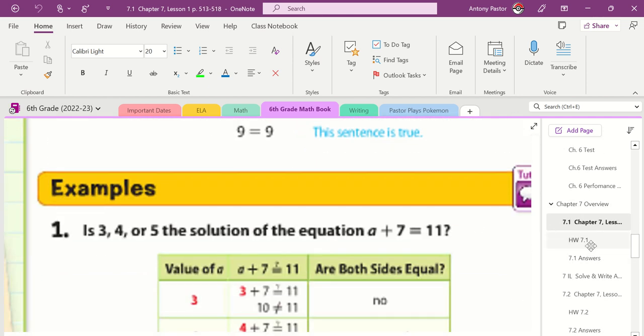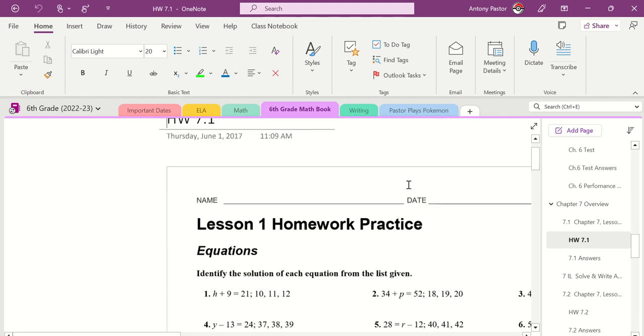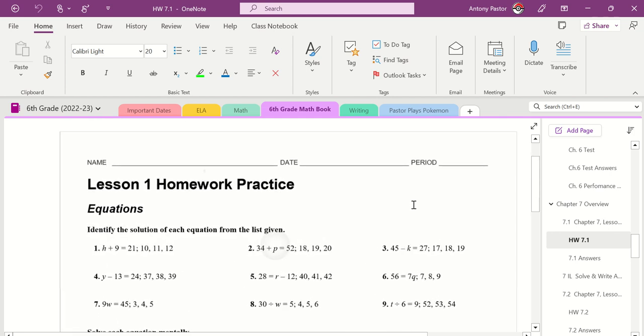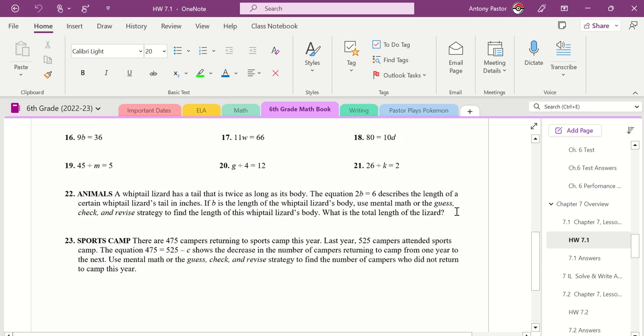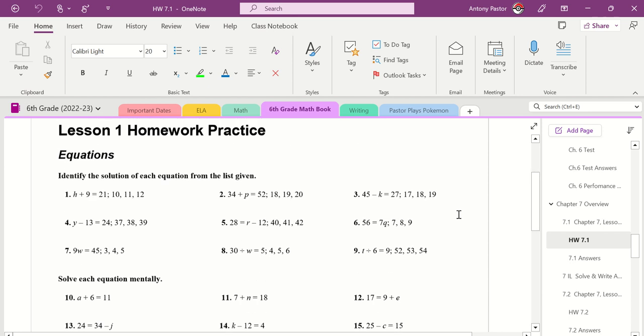So your homework for tonight, tomorrow's class period, possibly Wednesday if we see each other on Wednesday, is every question 1 through 23. Any questions before I stop the recording?